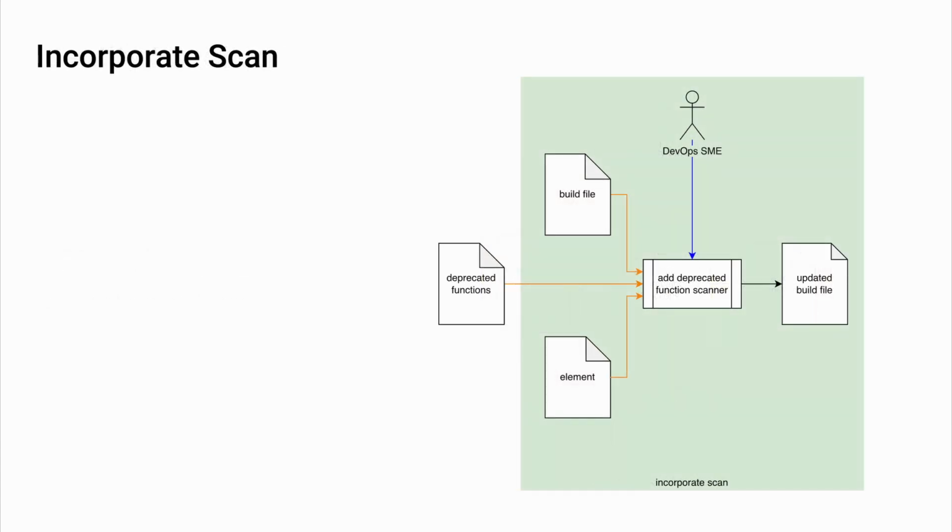The second activity in the deprecated functions handling process is that of incorporating the scan into the build system. The DevOps SME takes the deprecated functions list, the element to be scanned, and the build file, and makes the changes necessary to the build file to enable scanning. And the result of this is an updated build file.